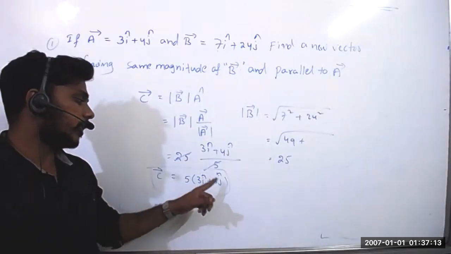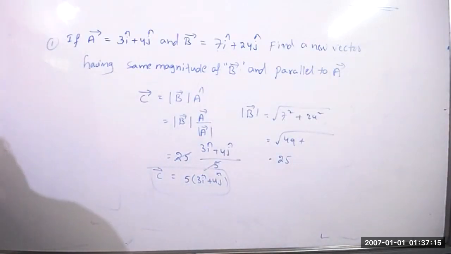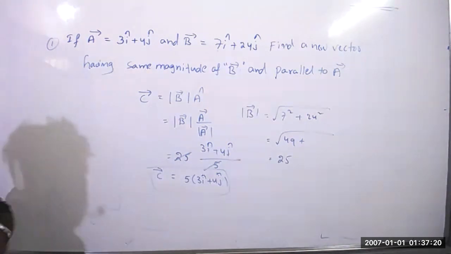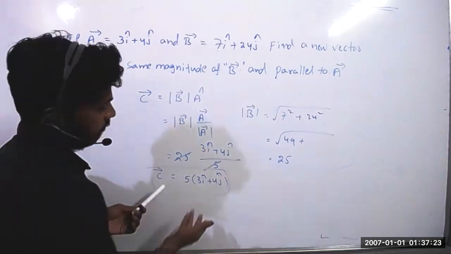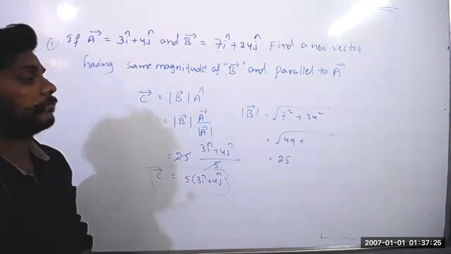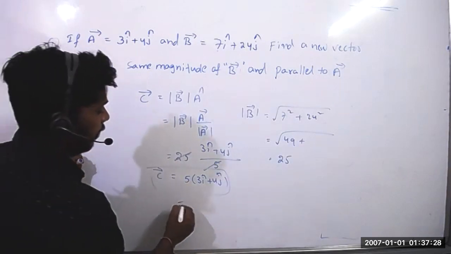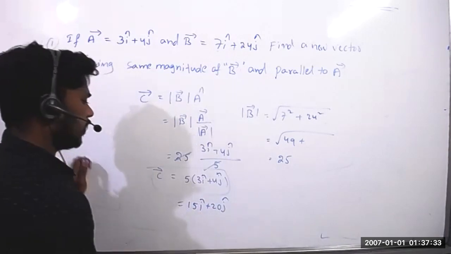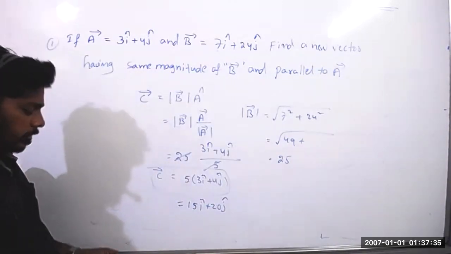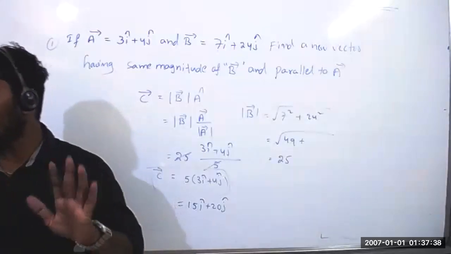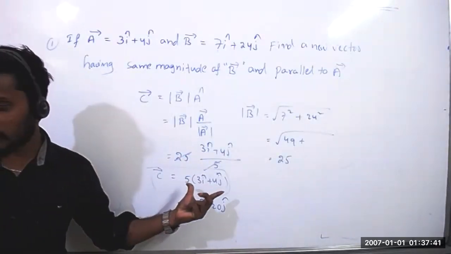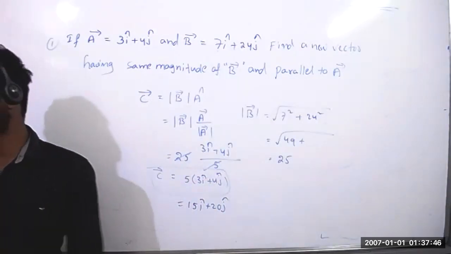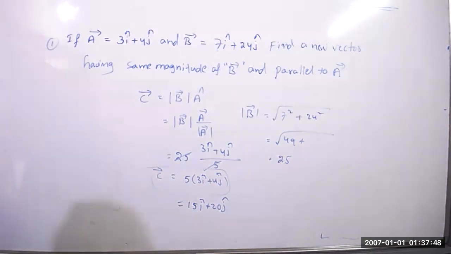15i cap plus 20j cap. Sir, is the answer supposed to be written in the form of 15i cap plus 20j cap, or can we leave it like this? You can leave it like this also. There is no such rule. If they give options in the multiplied form, do that. Up to here is enough. Okay sir. Yes, very good.